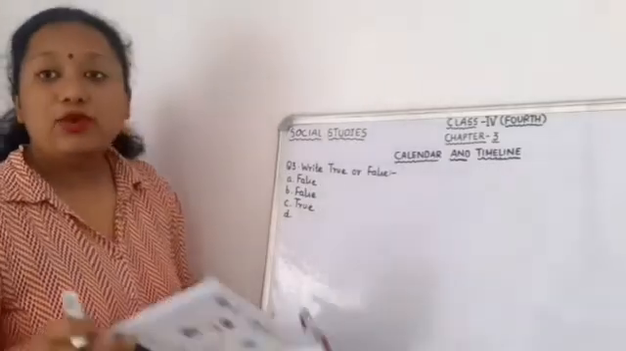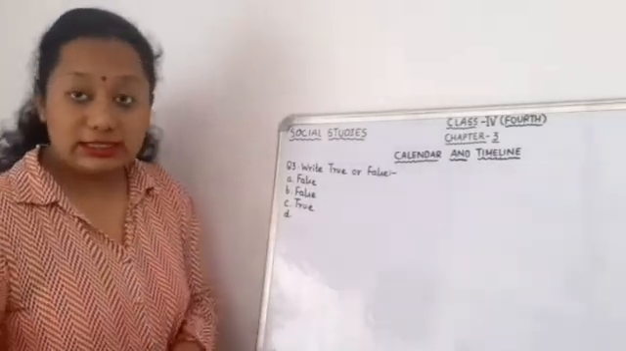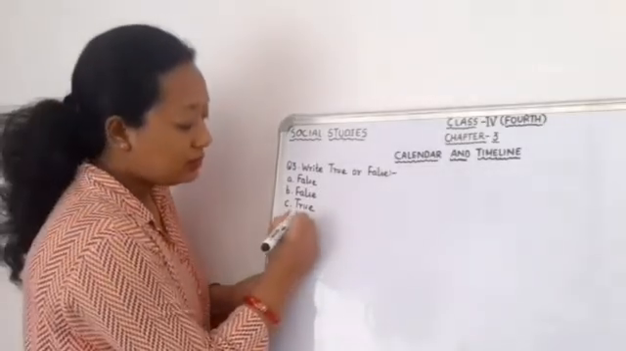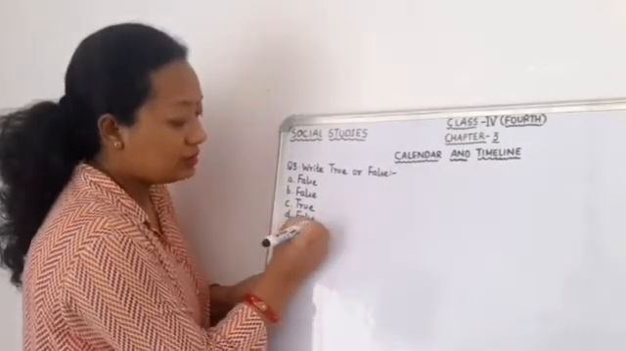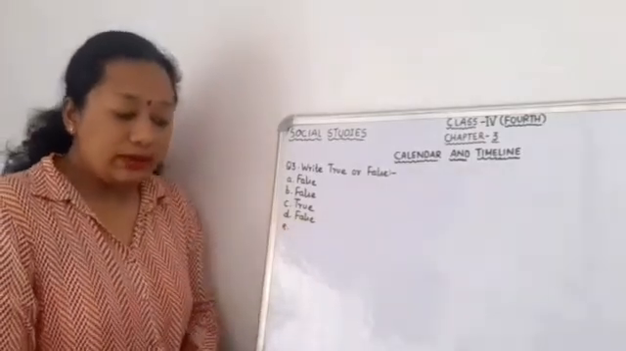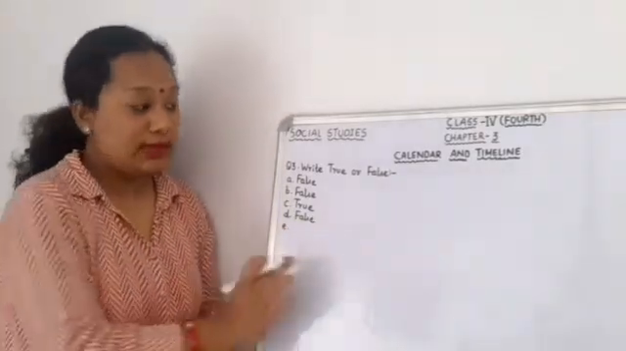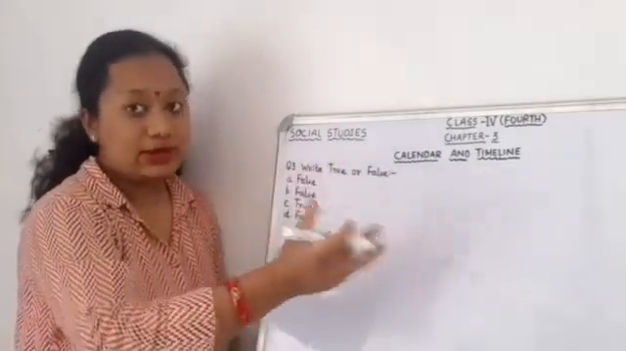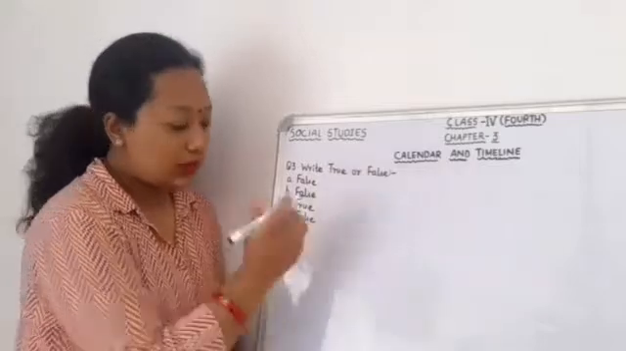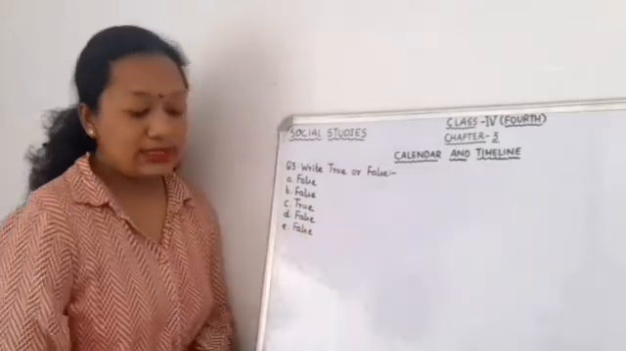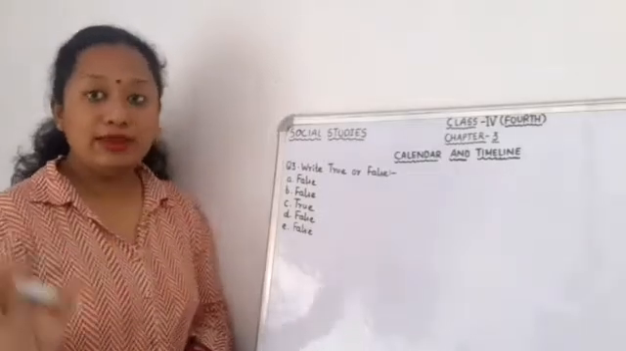Then comes D. BC stands for behind Christ. No, it stands for before Christ. So this one is false. Then comes number E. Not all the dates in a timeline are in order of events. This one is also false, because in a timeline, all the dates are in the order of events.